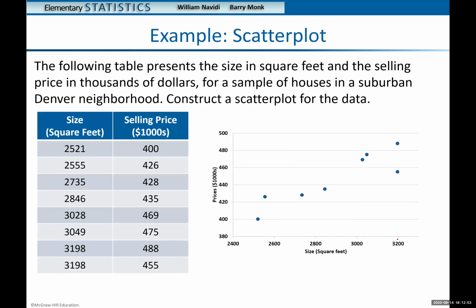So let's say we have an example here. The following table presents the size in square feet and the selling price in thousands of dollars for a sample of houses in a suburban Denver neighborhood. We're going to construct a scatter plot for the data. So we have the size and the selling price. And I'm going to show you how to use your graphing calculators here.